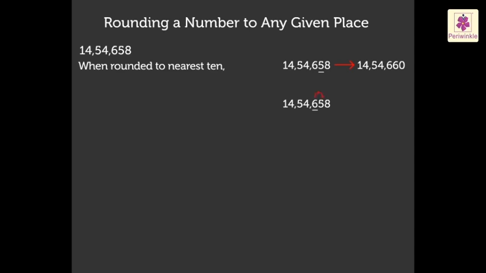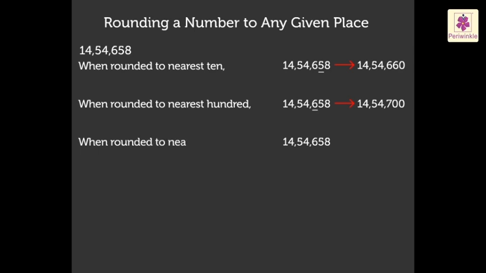Here, the digit to the right of 6 is 5. As the rule is that if the digit is 5 or more than 5, we have to add 1 to the digit in the place being rounded up. Hence, we add 1 to 6. Change all the digits to the right of the tens place to 0. So, the rounded up number is 14,54,700.